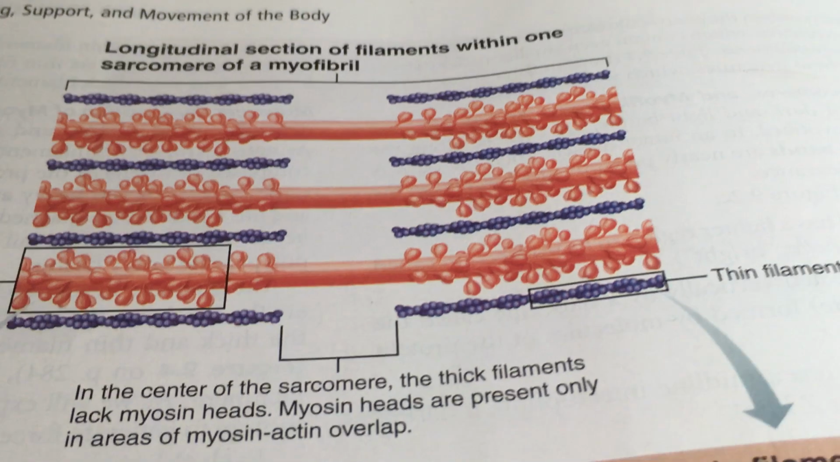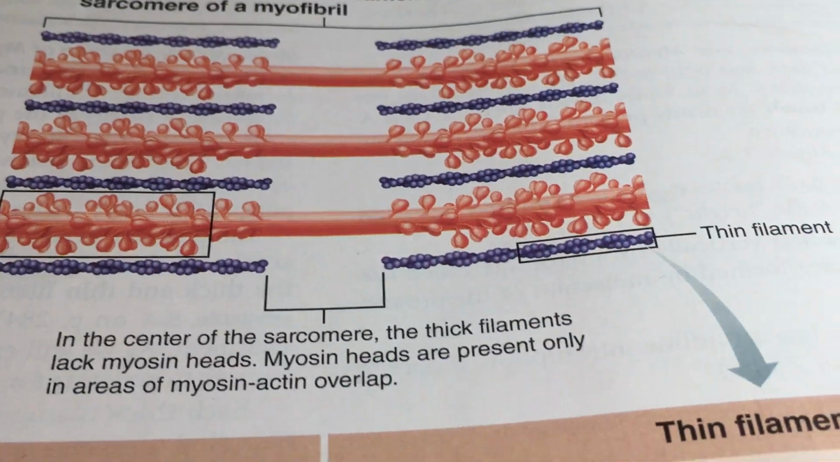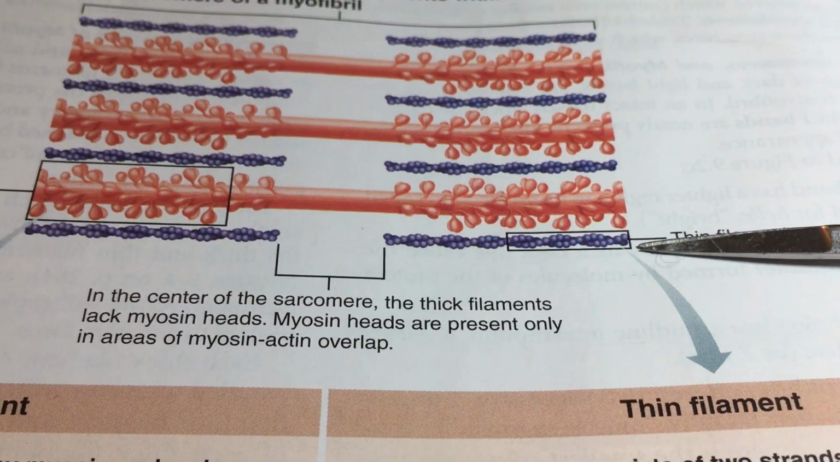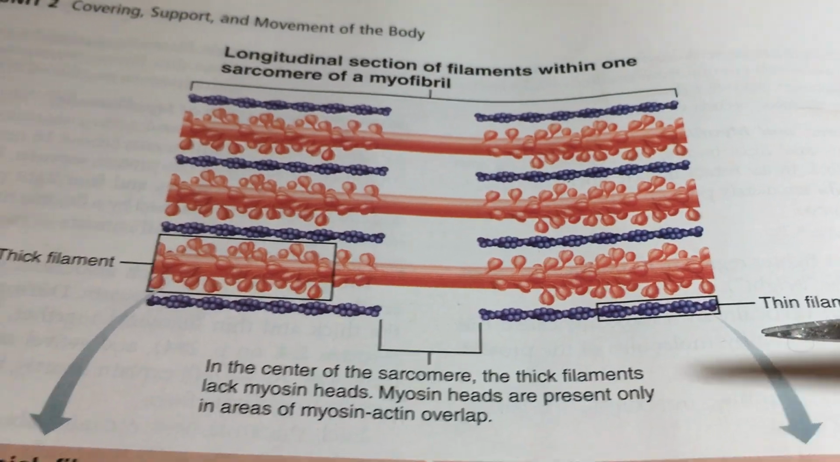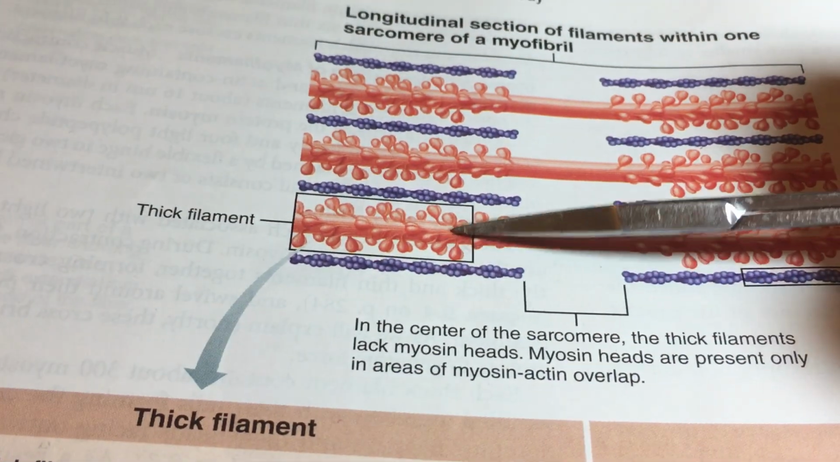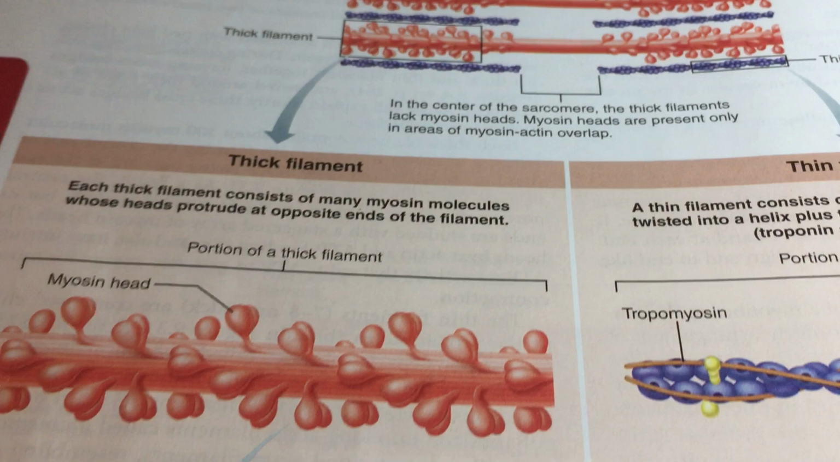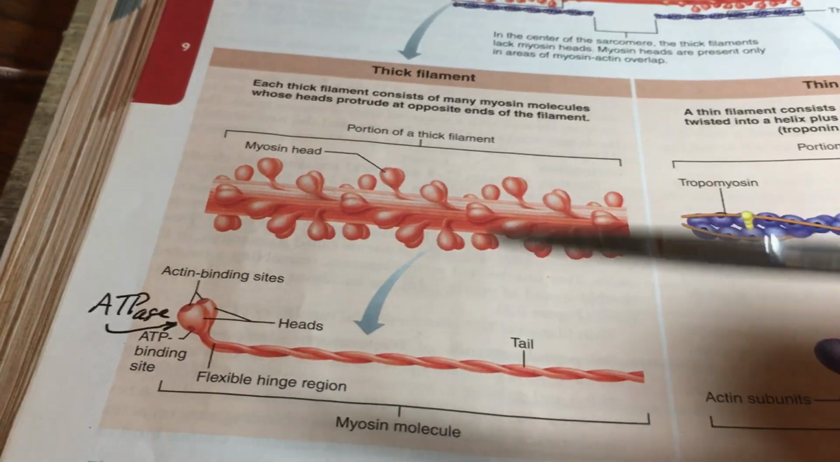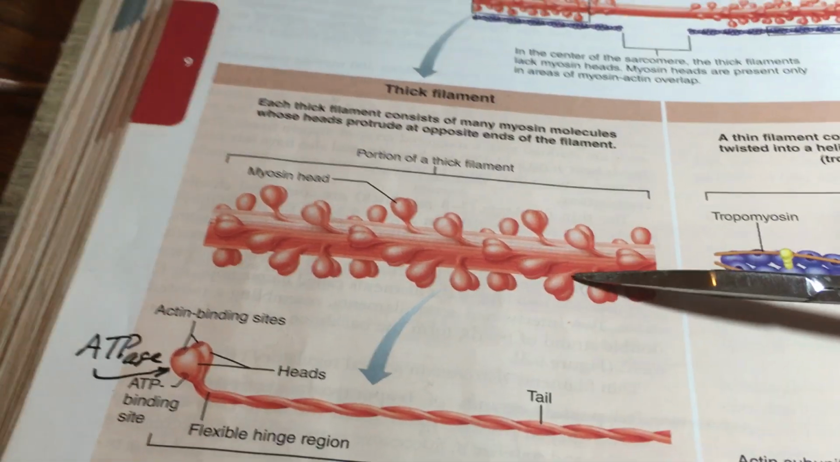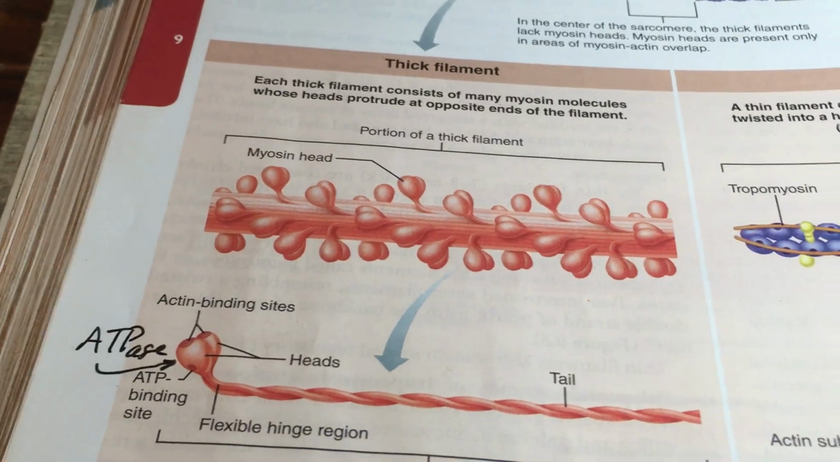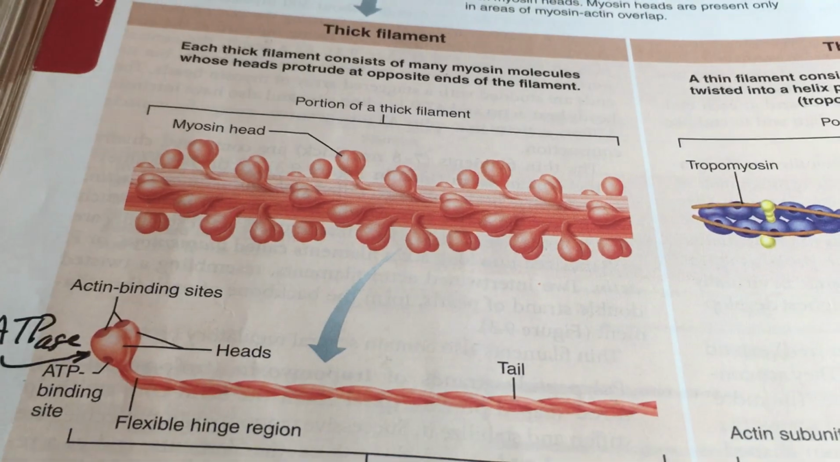They're calling the actin here, as you can see, the thin filament. Do you see that? It's really actin. And the thick filament over here, it's really just a whole bunch of myosin. Okay, so in here we're actually going to get an up close and personal look at myosin.